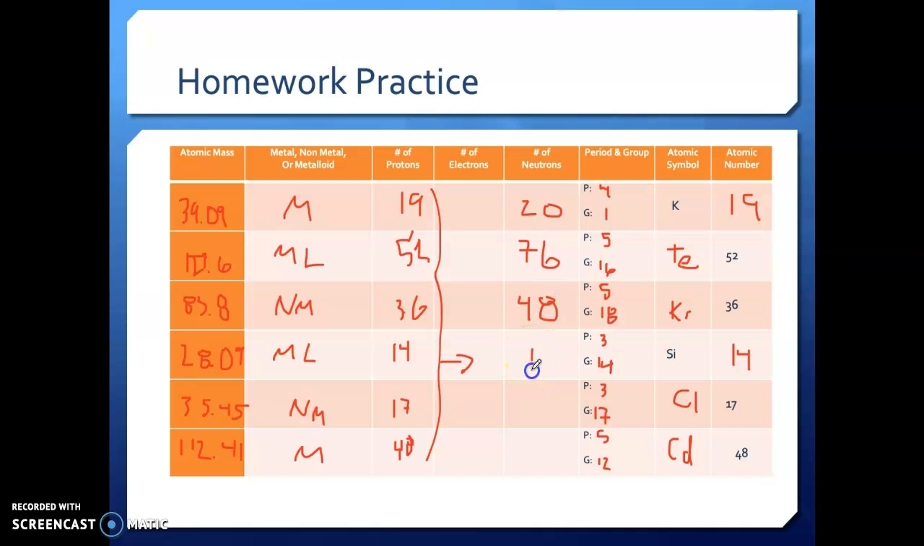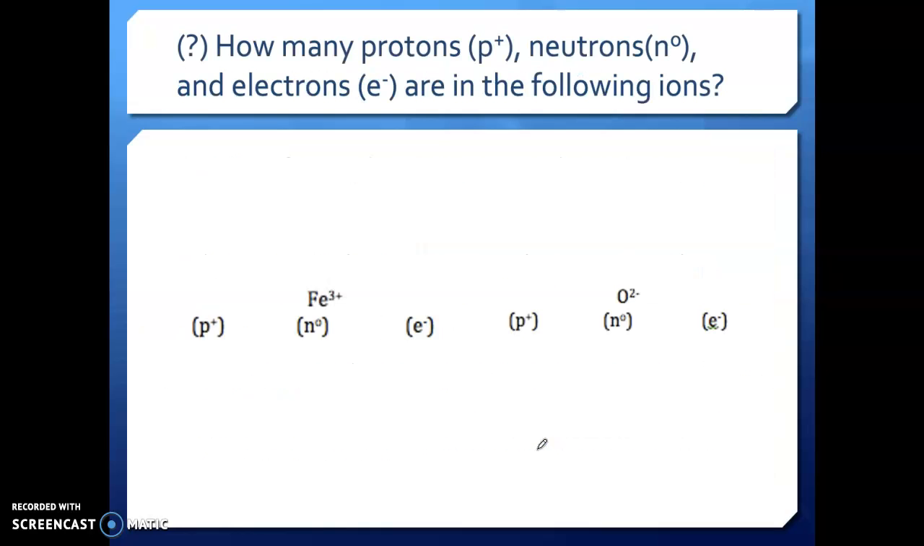Silicon is 28 minus 14, that gives me 14. 35 minus 17 gives me 18. And nearest whole over here is 112 minus 48, that's 64... 62. Okay. Let's go to our last one.